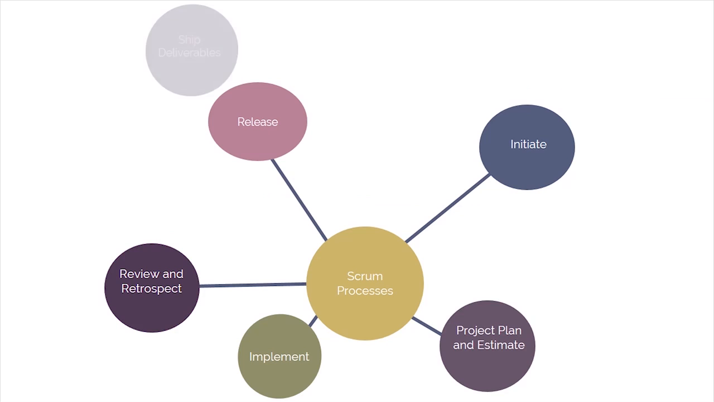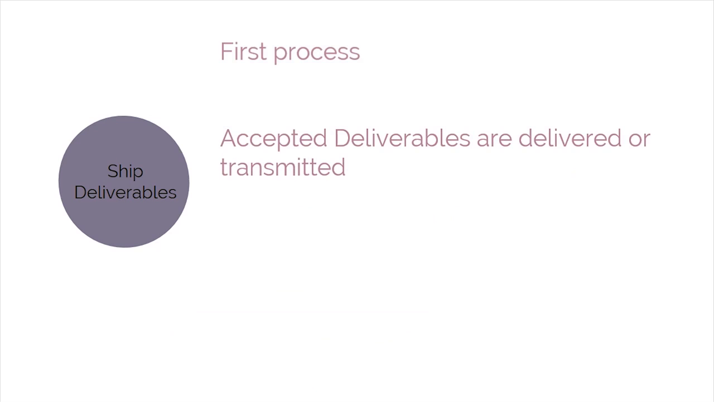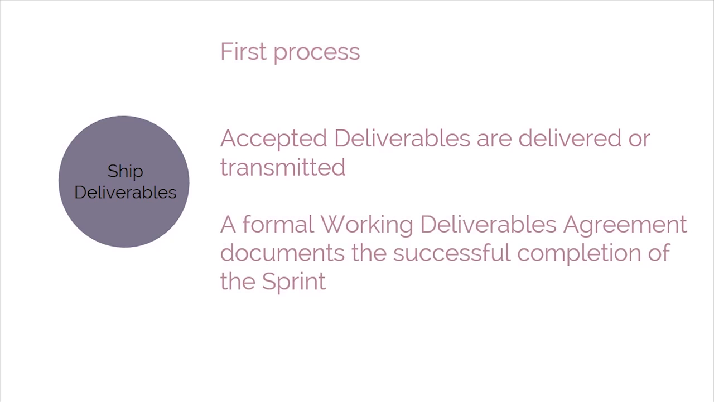The last phase is Release. There are two main processes performed during this phase. The first one is Ship Deliverables. In this process, accepted deliverables are delivered or transmitted to the relevant stakeholders. A formal Working Deliverables Agreement documents the successful completion of the sprint.